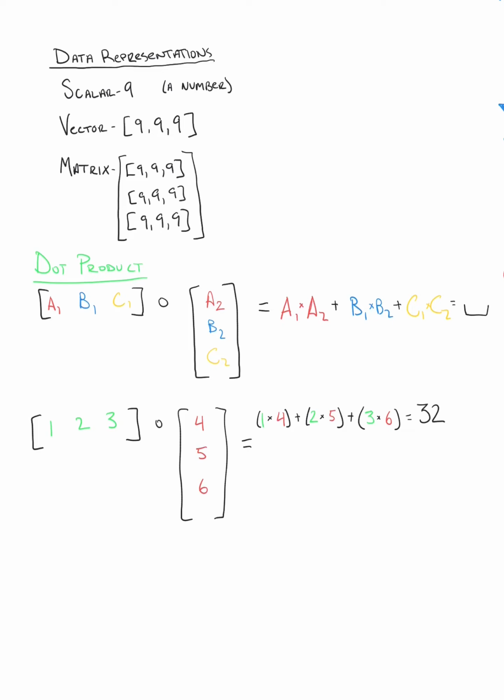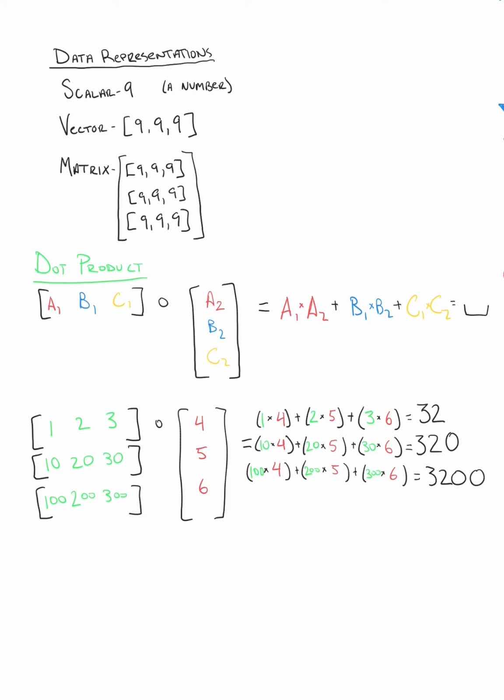Let's now assume that we have a second row vector with the values 10, 20, 30. We can then compute the dot product between the second row vector and the same column vector, resulting in 10 multiplied by 4 plus 20 multiplied by 5 plus 30 multiplied by 6. And we'd follow the same process for a third row vector with the values 100, 200, and 300, respectively.